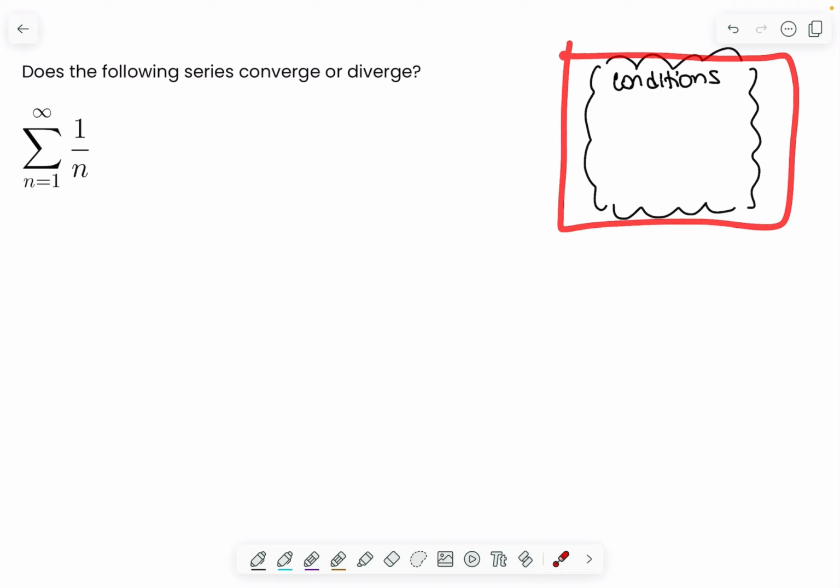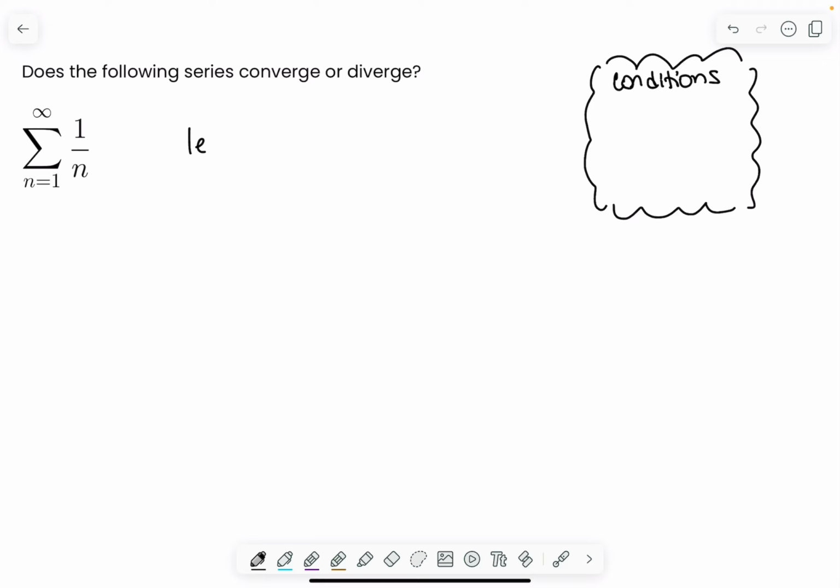First thing you do is justify your conditions. These are the conditions that need to be met before you use the integral test, but I always leave that to the last thing I do, and I just go straight into the process. So we let f of x be, and you take your sequence, and wherever you see n, you replace that with x, so that's going to be 1 over x.